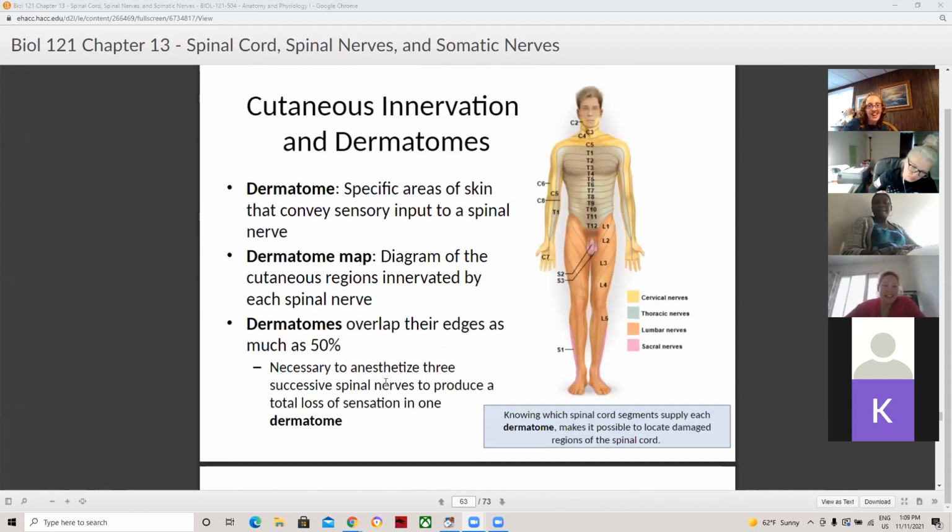Cutaneous innervation and dermatomes. Dermatomes are specific areas of the skin that convey sensory information from a specific spinal cord segment. So these are patches of the skin that are innervated by each specific spinal nerve. Each spinal nerve is going to innervate one patch of the skin. That patch is the dermatome.